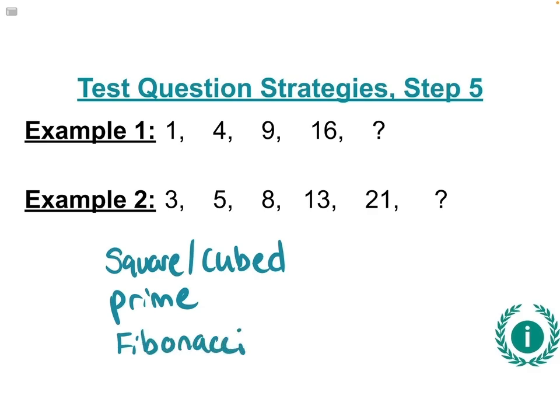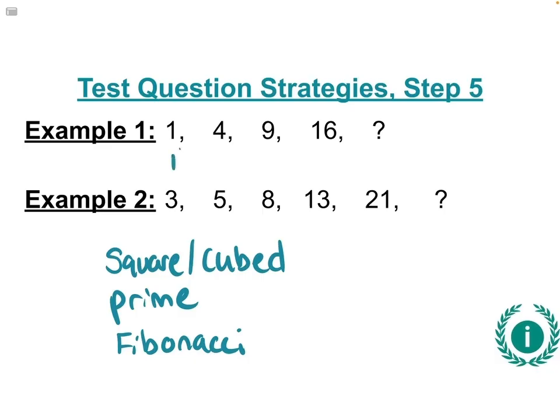If we look at example 1, the differences between each of these numbers don't follow a discernible pattern. We have plus 3, then plus 4, then all of a sudden it's up to plus 7. And there's no geometric sequence either, nor is there an alternating pattern. So we have to go to step 5 and think about, could this be a square, cubed, prime, or Fibonacci? And the answer is that it is a square pattern.